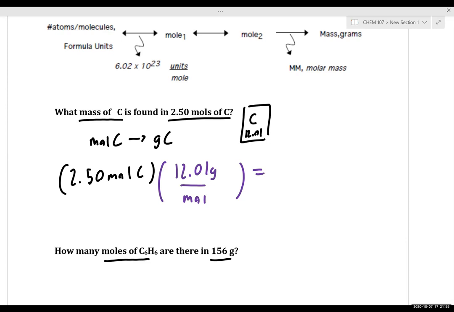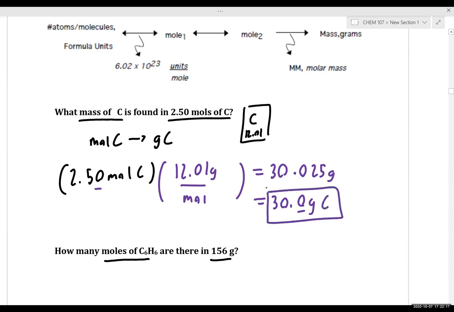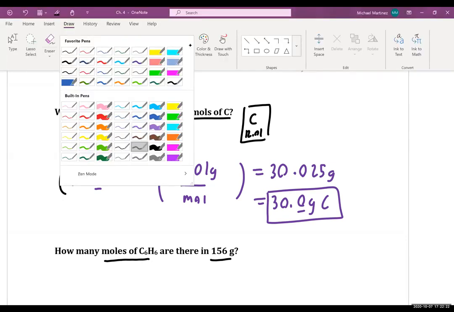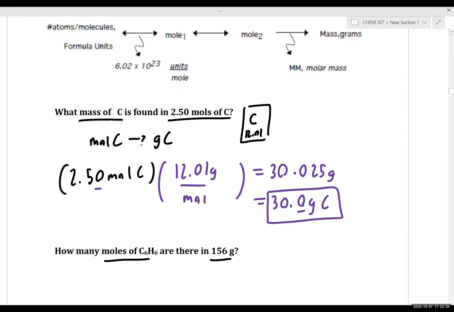So 12.01 times 2.50, that in turn gives us a mass of 30.025 grams that we immediately round to 30.0 grams to respect that our input has a total of 3 significant figures. Does this first question make sense? Overall, all of the responses I got in the chat for this first problem were perfect.